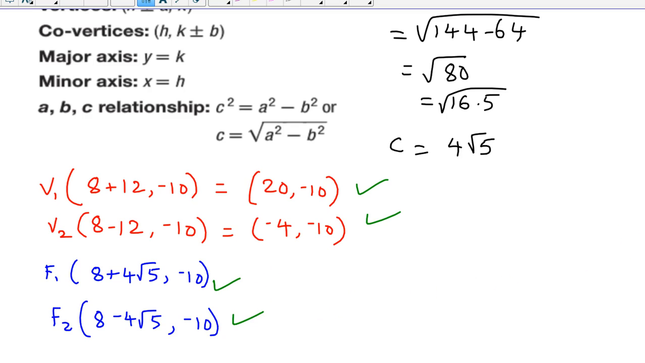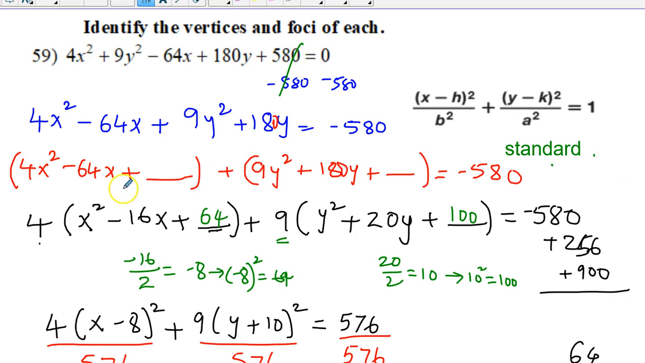Okay. So the key here is transforming this into a standard form by adding that required number and doing the same on the right hand side. Follow the steps carefully and you'll be able to do the next problem by yourself.